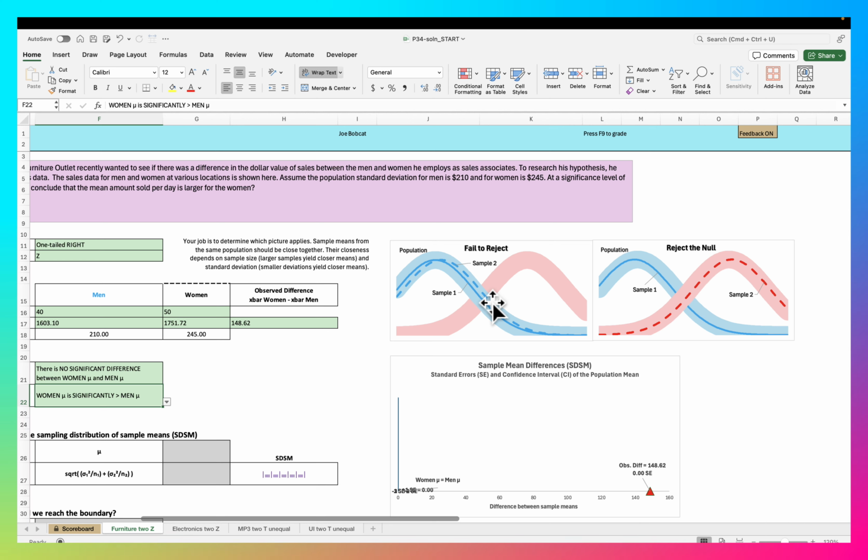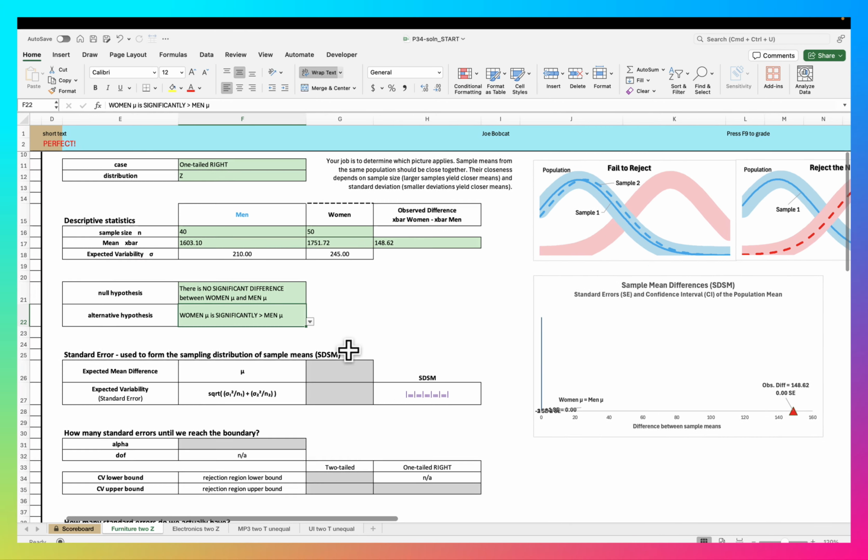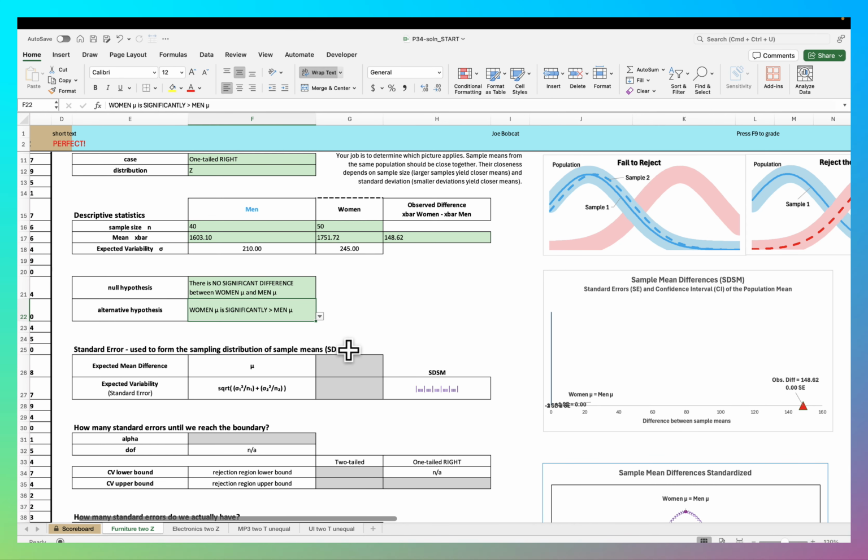If we discover that that's not true, then we go for the alternative hypothesis, which is that the women, represented here by the dashed line, actually belong to a different population. So the men would be here in the blue population, and the women would be over here in the pink population. That's what we're trying to decide: which picture is actually true. In order to decide that, we need to calculate the standard error.